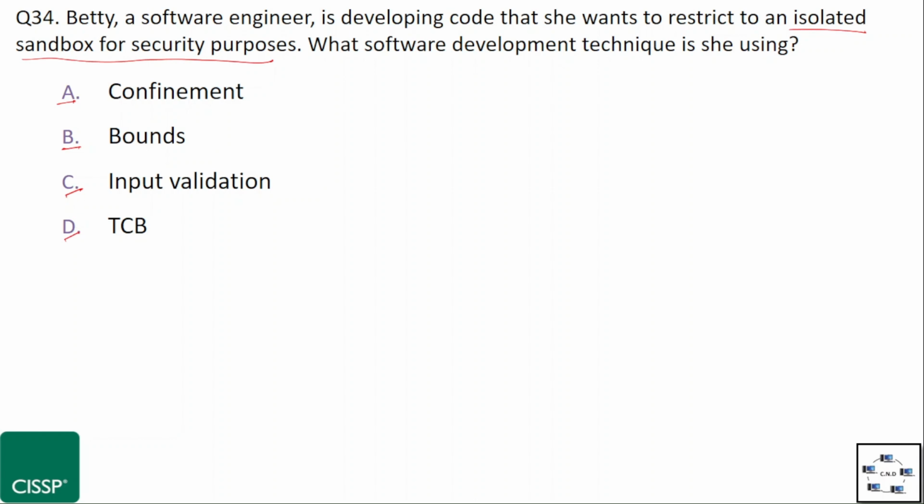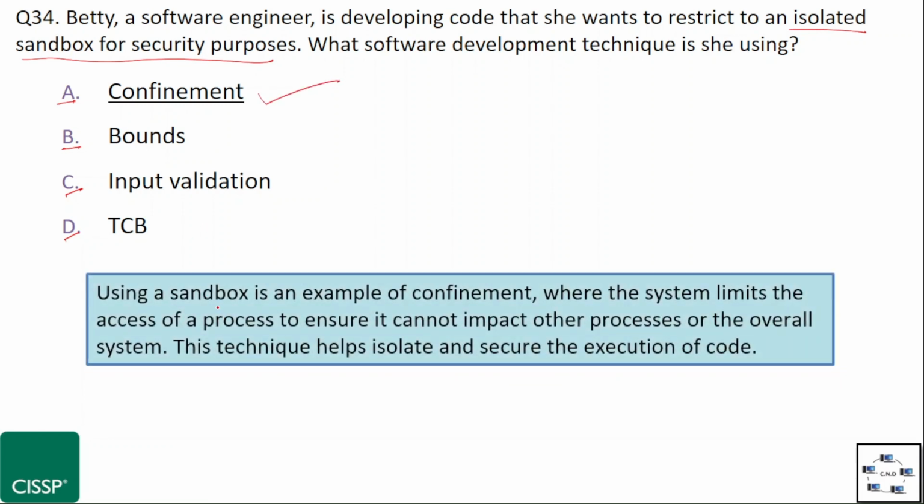And the correct option is the confinement of code to an isolated environment is known as confinement. So using a sandbox is an example of confinement where the system limits the access of a process to ensure it cannot impact other processes or the overall system. This technique helps isolate and secure the execution of code.